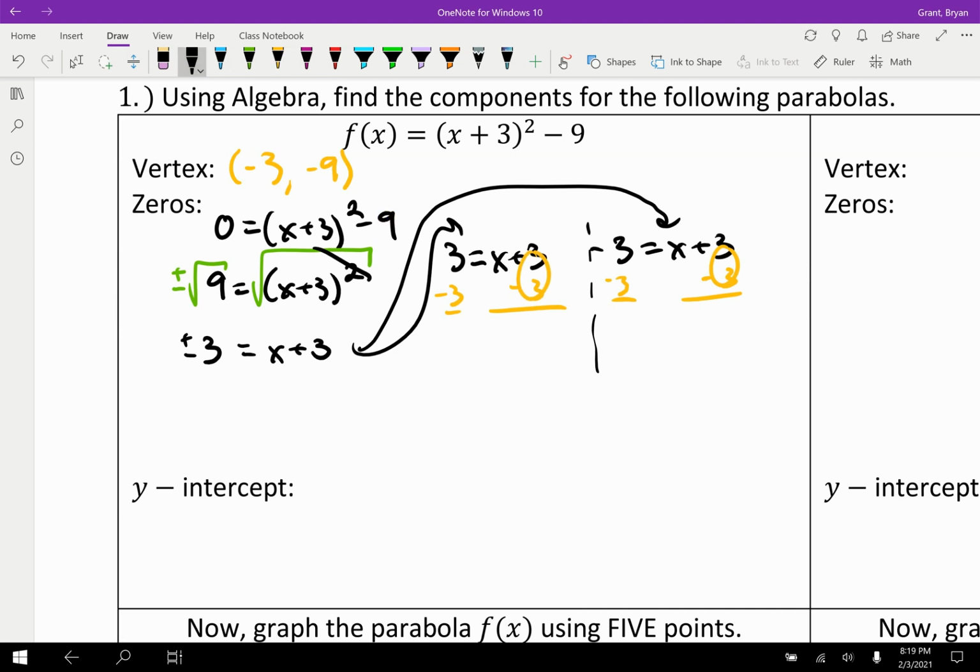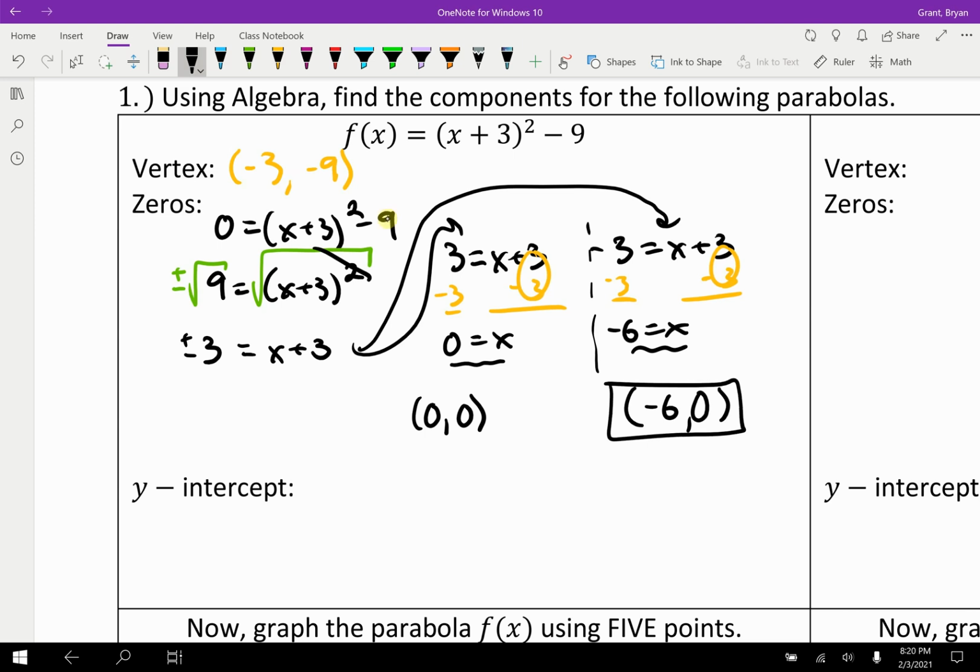And so we end up with 3 minus 3 is 0, getting x equals 0. And we also end up with -3 minus 3, which is -6. So I see two zeros here, or two x-intercepts. When y was 0, x was 0. And when y was 0, x was -6.